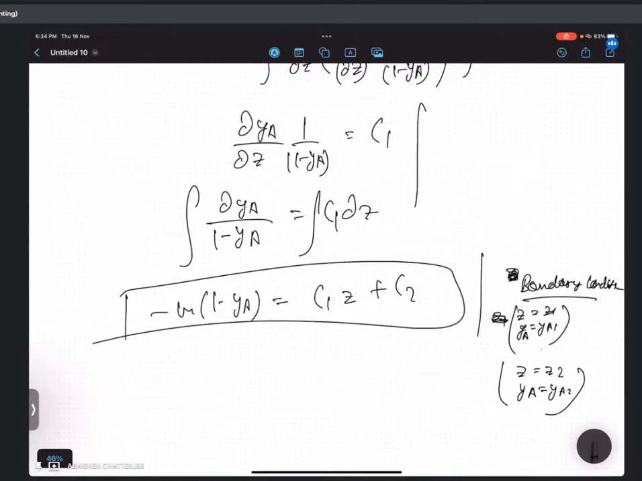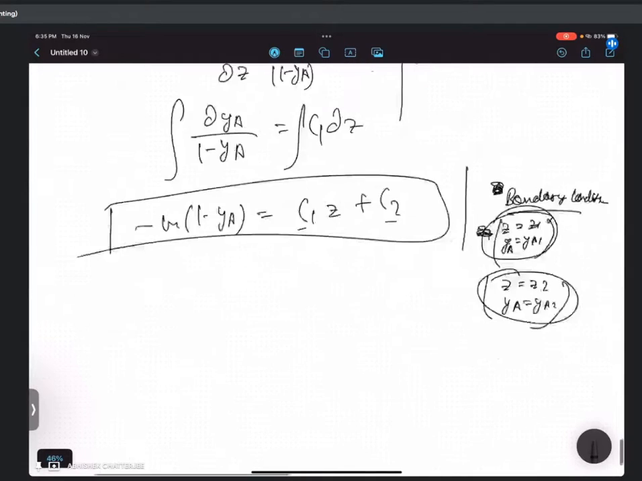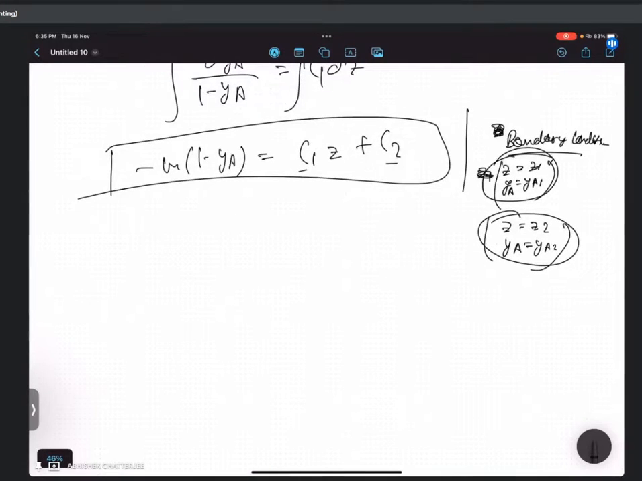From these two boundary conditions, you put them here and find out the values of your constants c1 and c2. From one boundary condition you will get one constant, and from another boundary condition you will get the other. The number of constants must be equal to the number of boundary conditions. Only then will you be able to find out the values of all the constants. Clear? Is what I'm telling you correct? So the number of constants must equal the number of boundary conditions you have. You can find the values of c1 and c2 on your own.